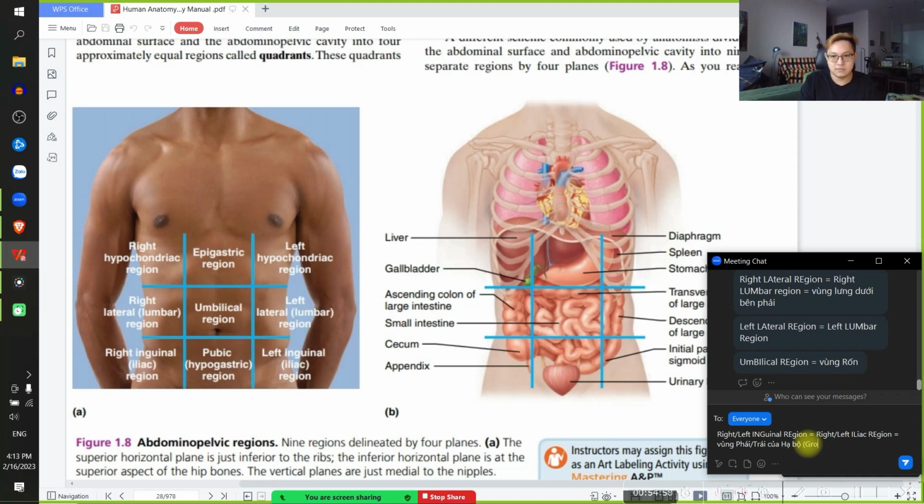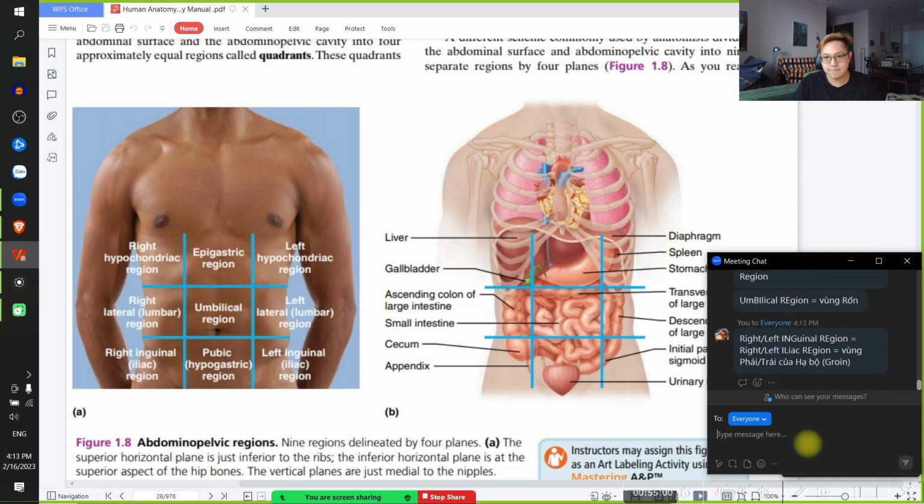The groin. Tức là nó sẽ lấy cái hạ bộ, cái groin, làm cái tâm điểm để mà nó đặt tên. So they take the groin as a center to name it. So right inguinal region, vùng phía bên phải của cái hạ bộ. Left inguinal region, vùng bên trái của hạ bộ. And of course in the middle we have pubic region. Pubic region nó gọi là vùng hạ bộ.